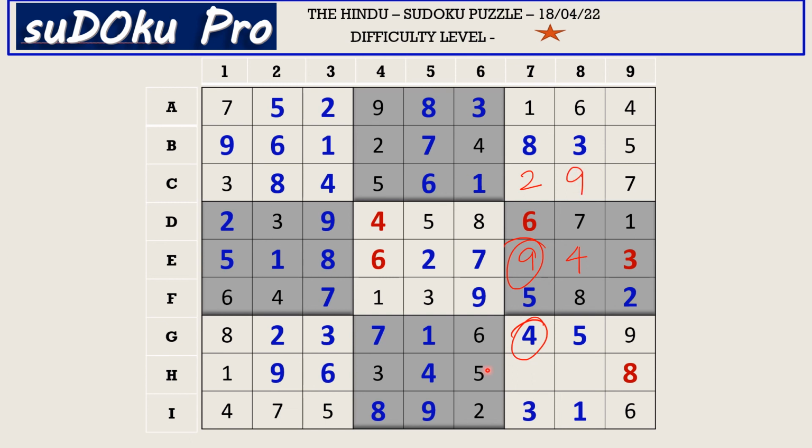Now in this block, that is the ninth block, the missing numbers are 2 and 7. There is a 2 here. So H7 takes 7 and H8 takes 2. And the puzzle is solved.